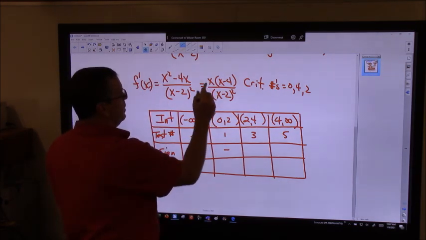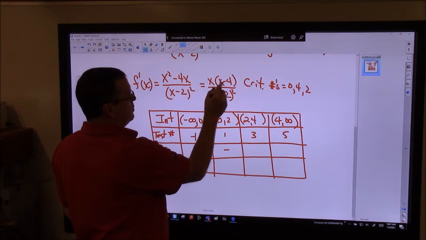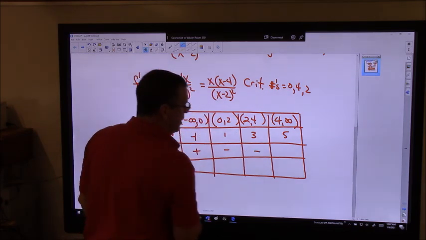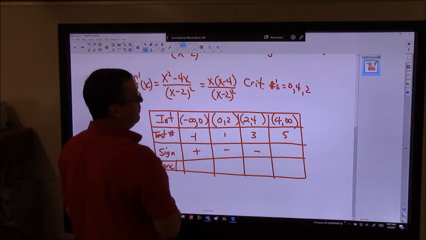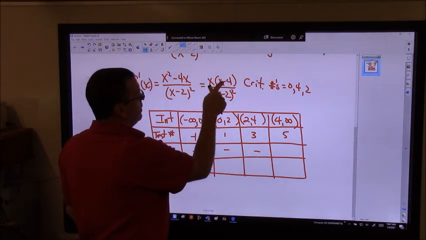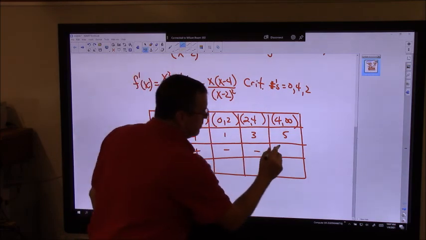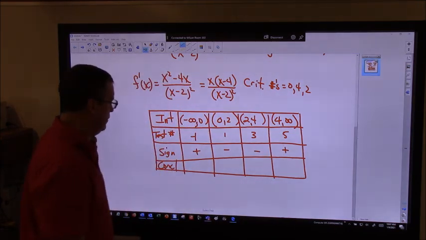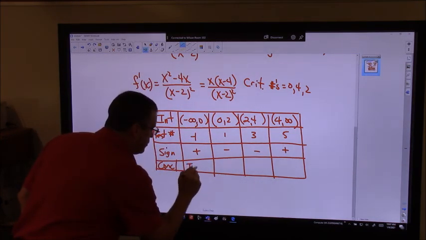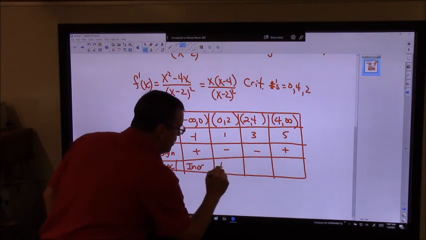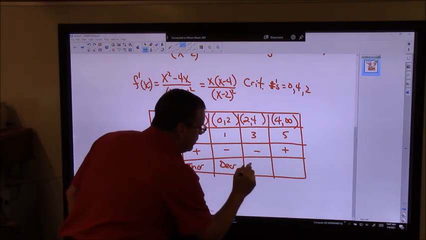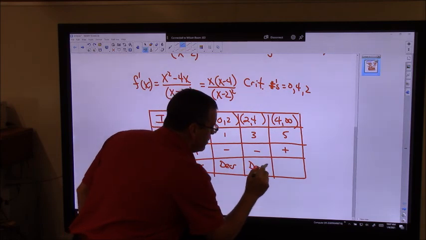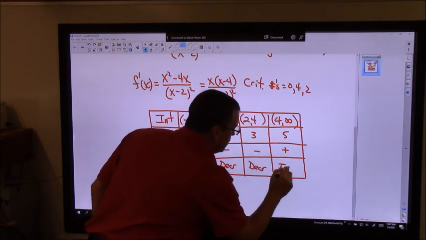When I plug in a 3, I get positive here, still negative there. So that'll be negative divided by a positive, that's negative. And if I plug in a 5, I get a positive number here, positive number here. This is always positive, everything's positive. So we are increasing on this interval. Then we are decreasing, over here we're decreasing, and then we start to increase.